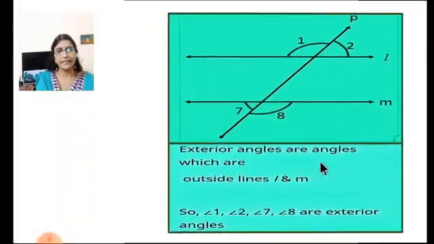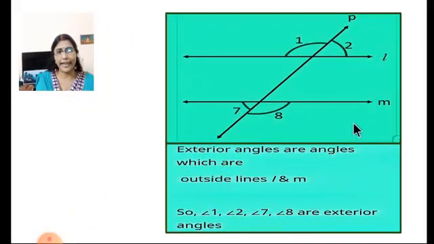Now see here, this is the figure. L, M are the lines and this is the transversal. So you can see here these angles which are on the outer side, which is not inside. They are on the outer side of the lines: angle 1, angle 2, angle 7, angle 8. So they are exterior angles. Exterior angles are the angles which are outside lines L and M. Outside means they will be on the outer side of the line. So here angle 1, angle 2, angle 7, angle 8 are exterior angles.